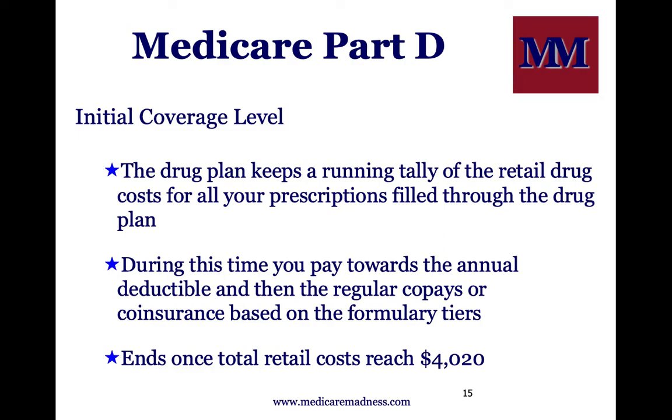During this time, you pay your annual deductible and then whatever the regular copay or coinsurance is based on where your drug falls on the formulary tiers for that plan. The initial coverage level ends once your total retail costs have reached $4,020.